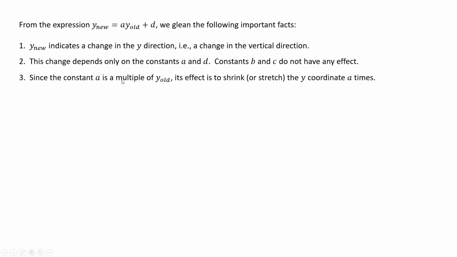Since the constant A is a multiple of y old, its effect is to shrink or stretch the y coordinate A times. Does that make sense to you? Constant multiple. This is what I mean by that. Let's say the original y value, y old, is 3. Now, because we are multiplying by A, let's say we multiply by 2. 3 becomes 6 now, 2 times 3. If we multiplied by 4, 4 times 3 is 12. So 3 became 12.